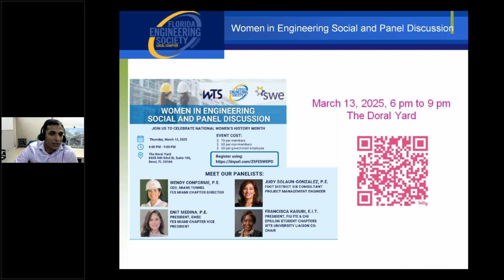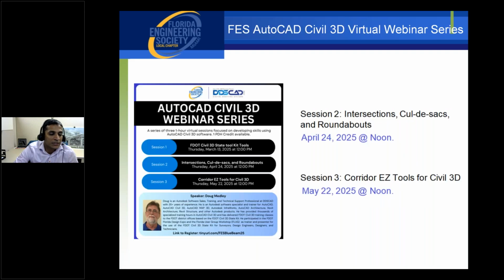What else we have coming up is also the other 2 sessions of the AutoCAD Civil 3D series. The next one is based on intersections, called the SACs and roundabouts, which is scheduled for April 24th. And the 3rd session will also be a virtual session, scheduled for May 22nd, on Corridor Easy tools for Civil 3D. So look forward to those emails as and when they come out, and take full benefit of that.